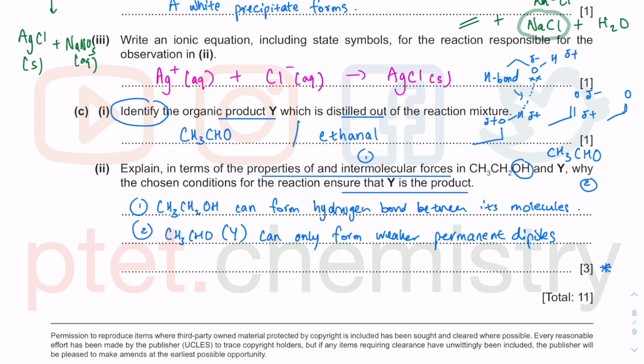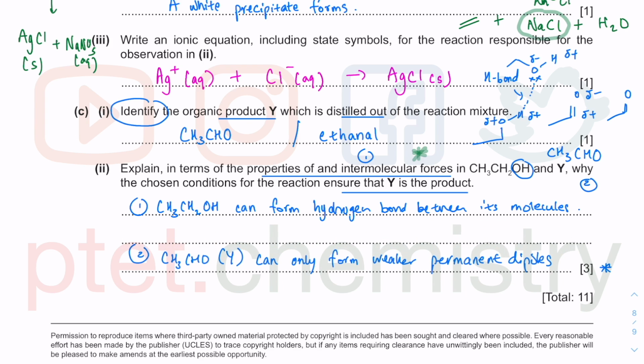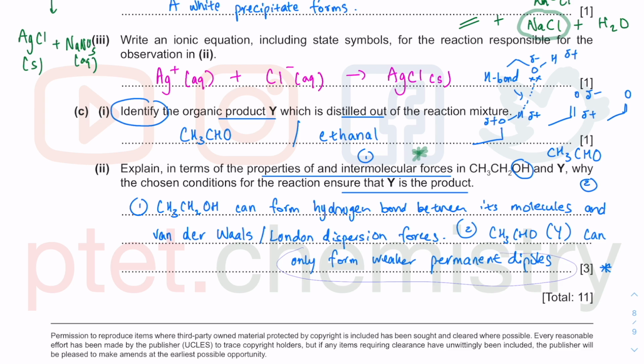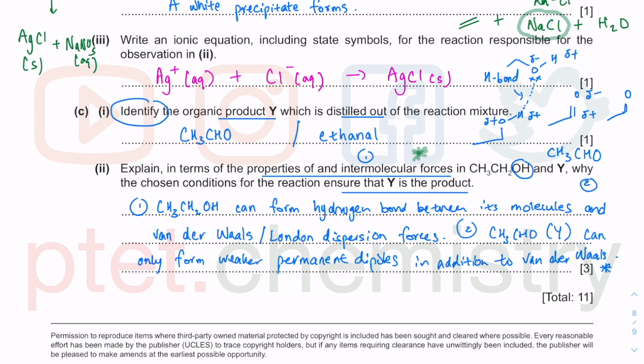But hang on. They did mention intermolecular forces, so perhaps I need to mention the van der Waals forces as well, just in case, because we want to be as complete in terms of the intermolecular forces as possible. So, van der Waals, which is to do with the London dispersion. If you want, you can use London dispersion, or you can use the term van der Waals forces. All right. Now onto the next one. So we know that the aldehyde can only form permanent dipoles in addition to van der Waals forces. So it seems like I'm running out of space because I've written down both van der Waals and London dispersion forces, but it doesn't matter.